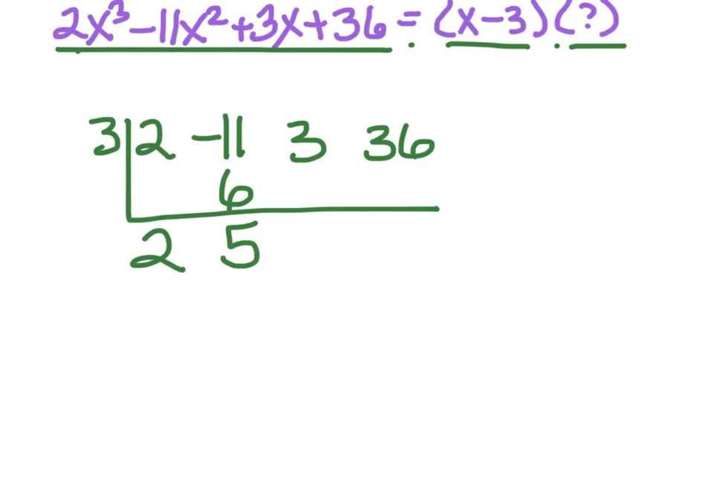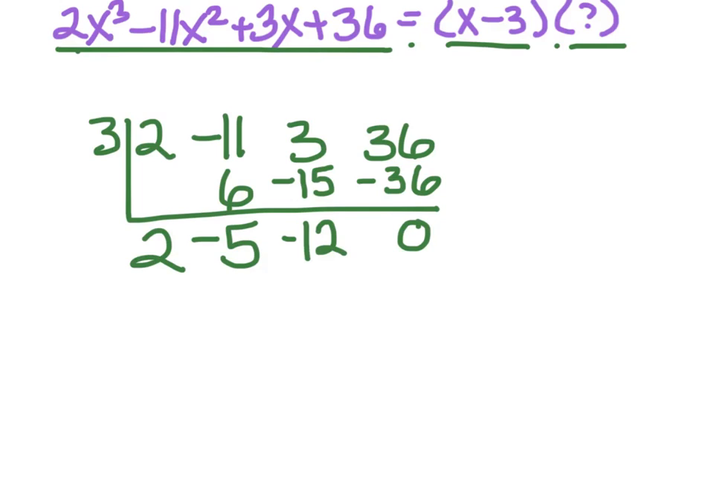Okay, so now we'll continue this problem. And this should be a negative 5, actually. Negative 11 plus 6 would be negative 5. 3 times negative 5 is negative 15. 3 minus 15 would be negative 12. And 3 times negative 12 is negative 36. So that gives us a remainder of 0. Hallelujah, it works out perfectly.